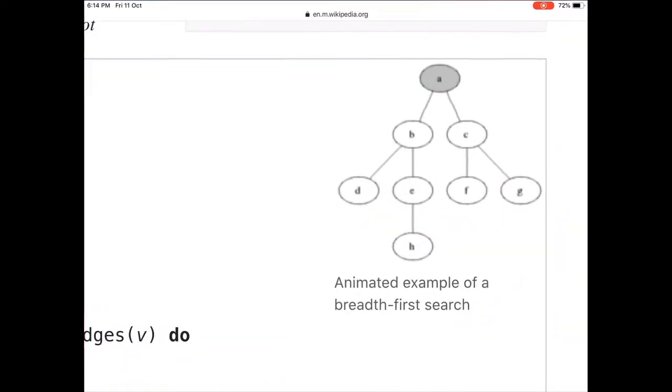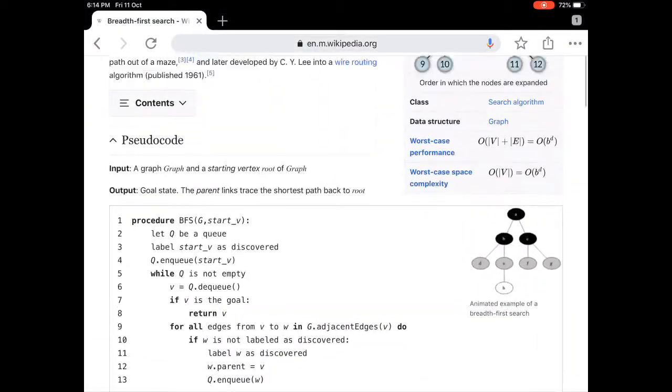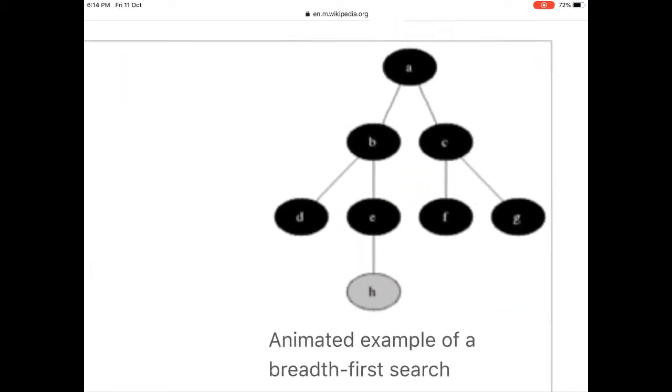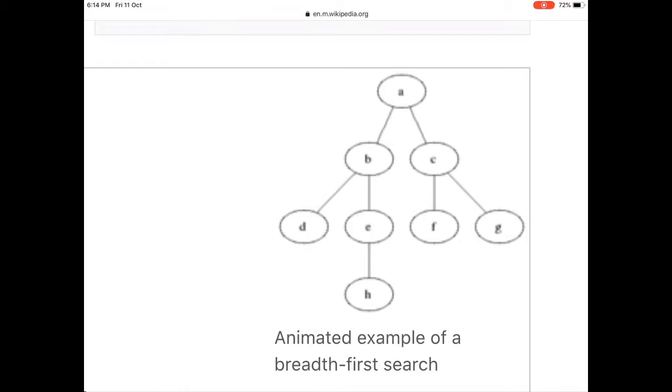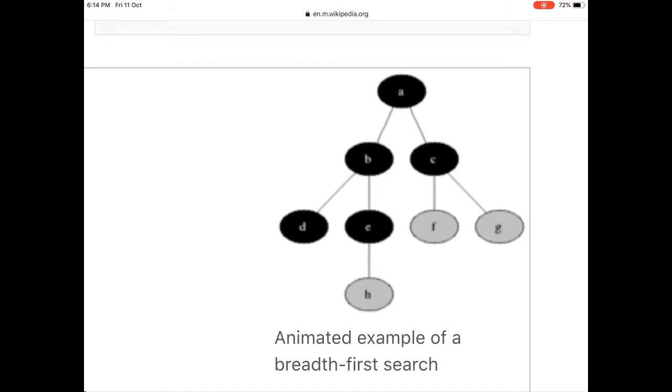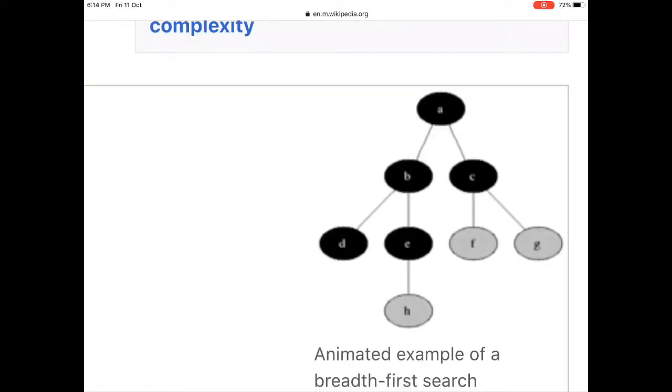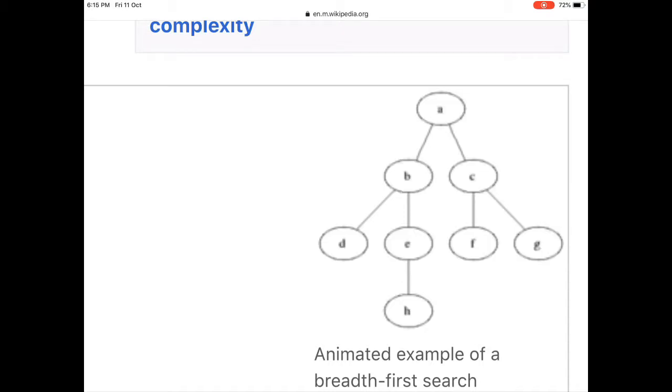If I pull up Wikipedia here on breadth first search, you can see a very good GIF that explains how this thing works. The main theme of breadth first search is that you're going to search for a goal state from the start state. Let's say A here is the start state and H is the goal state. Here, we will be looking into the branches first rather than going deep into a branch.